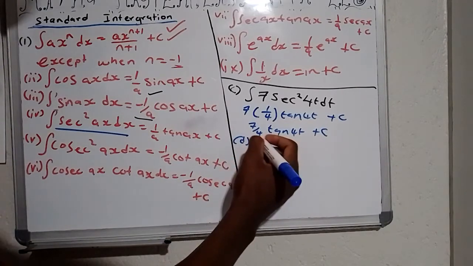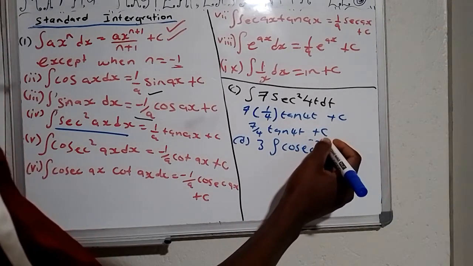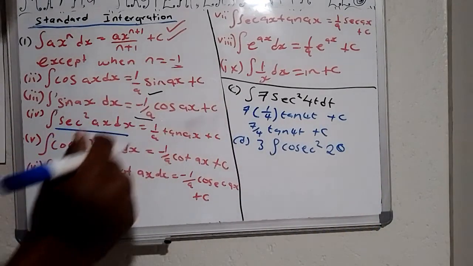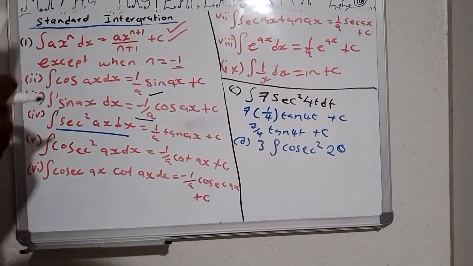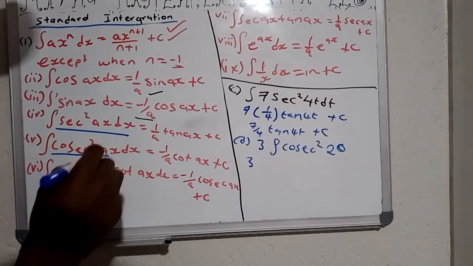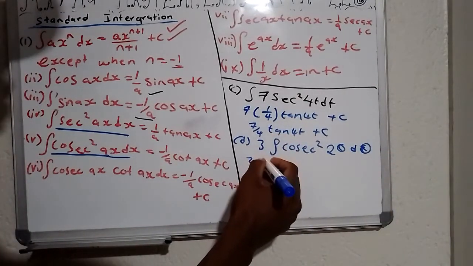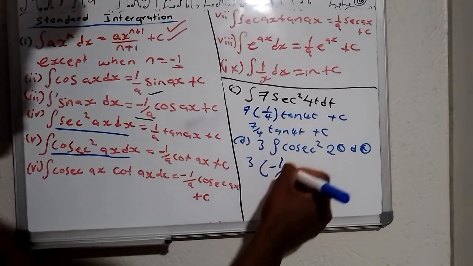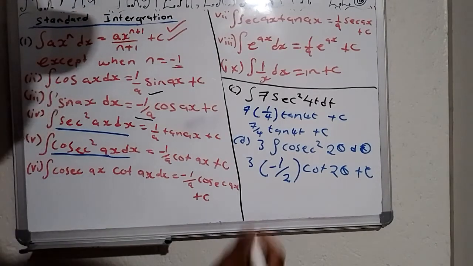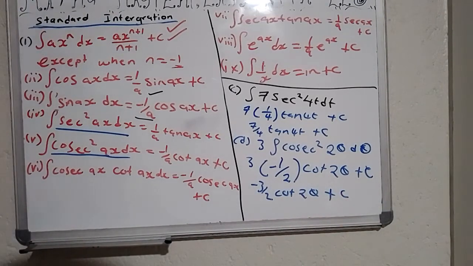D, I'm going to have 3 integral of cosec squared 2 theta. That is what I have. Now what am I going to have? I'm just going to have 3, but I need the one that has sec or cosec, which is this one. The one that is cosec squared, it's this one. I forgot to say d theta here. So what am I going to have? I'm going to have 3 into negative 1 over 2 cot of 2 theta plus c. This will give me negative 3 over 2 cot of 2 theta plus c. Let me just erase this to write the next question.